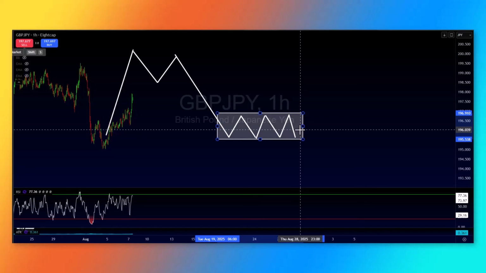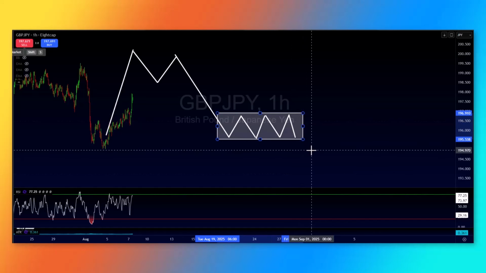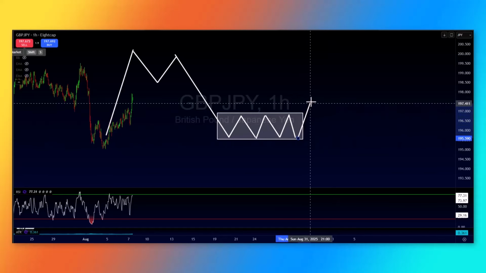What does consolidation lead to? You squeeze a spring, eventually it has to what? Yeah, potential energy, right? Breakout. Now, I don't know which way it's going to break out, but it's going to expand one way or the other. So let's say in this case, it expands to the upside. It breaks out of our high.